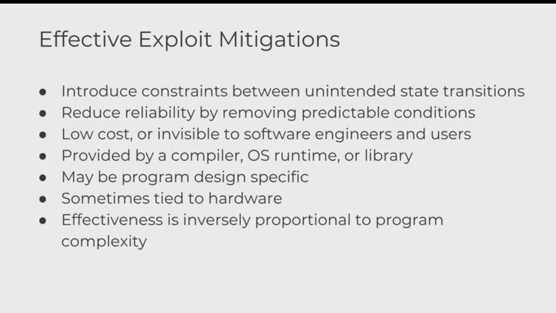So now we start to understand a little bit better what makes an effective exploit mitigation. I hate to read this off just bullet by bullet, but I'll go through some of these. First and foremost, a good effective exploit mitigation introduces constraints between unintended state transitions. They reduce reliability by removing predictable conditions. A good example of that is ASLR. libc is mapped somewhere different every time, right? That reduces the reliability of exploits that use static offsets.